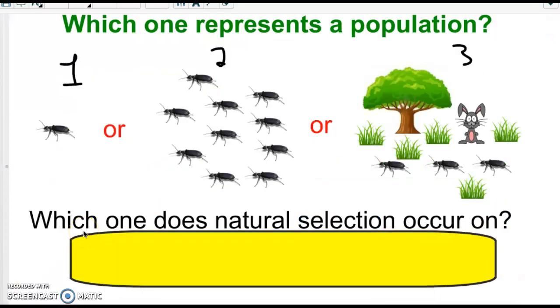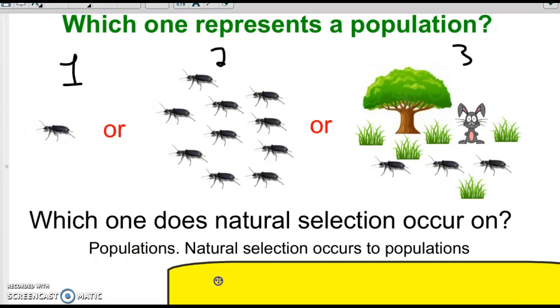All right, so looking at this picture, 1, 2, or 3, which one represents a population? Well, you should have said number 2. Number 2 is a population. 3 is actually a community. And which one does natural selection act on? It acts on populations, okay? Remember, populations are what can change over time. Not an individual and not a community, a population.